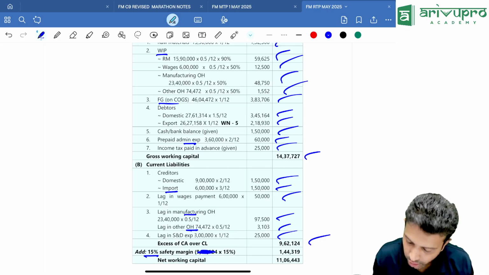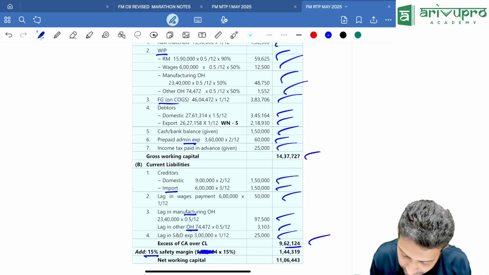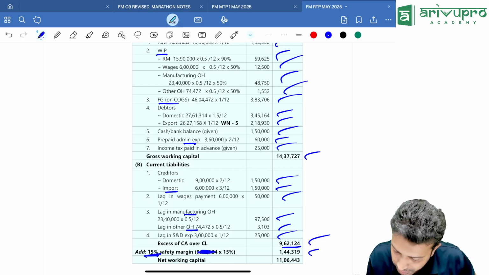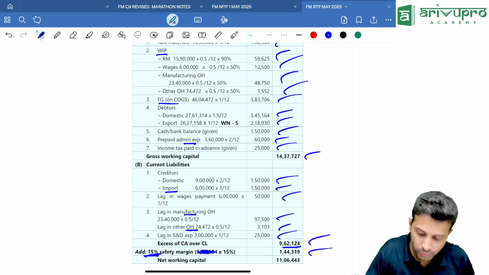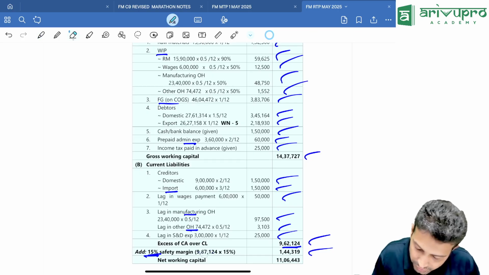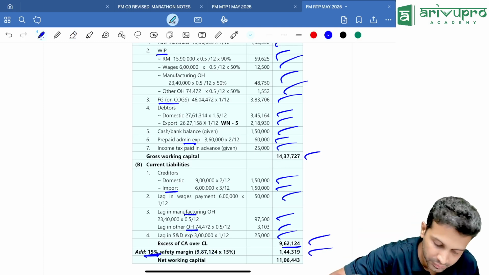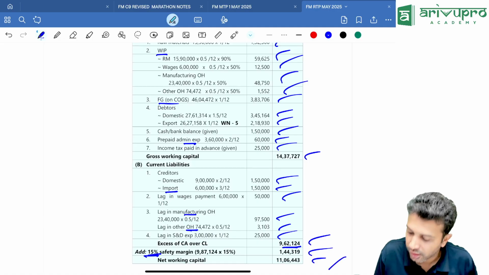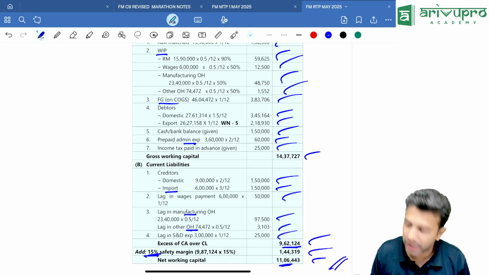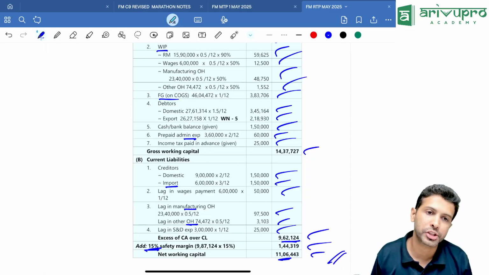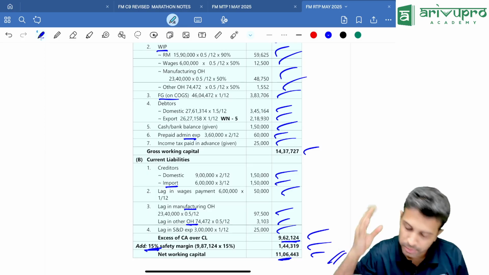This calculation is wrong. You calculate this. 15% of 9,60,124, how much is that? 1,44,319. The number that they've written is wrong. Okay, it is not 987. This should have been 962. It's a typo. Okay, leave that. That means what is your net working capital? After adding safety margin, it is 11,06,443. This is the question on this particular drum.